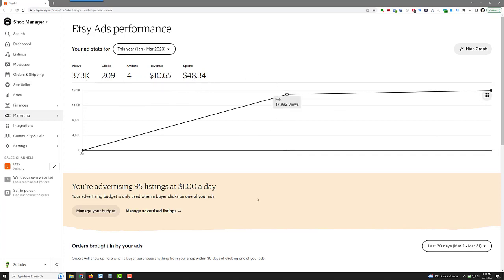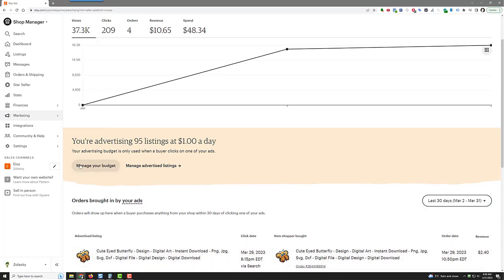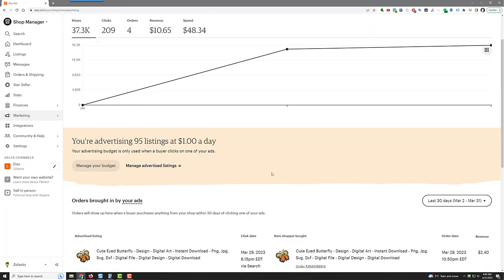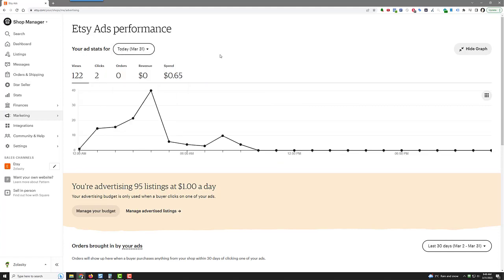So here's what I'm going to show you. When you start, you'll see the ones that got sales. You can manage your budget here, so that's $1. You can go up to 25. I would not suggest that because there's a couple things we have to do first. So what most people do is they'll let that run like I did without even checking it. Now it's only at $1 a day right now, so that's fine. And the shop is pretty new.